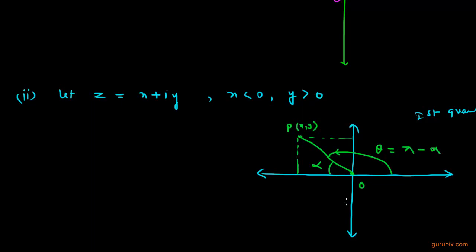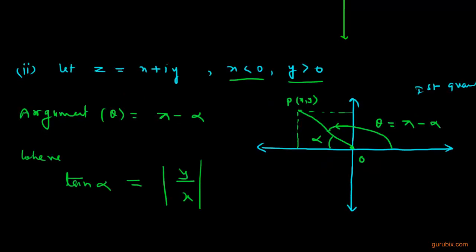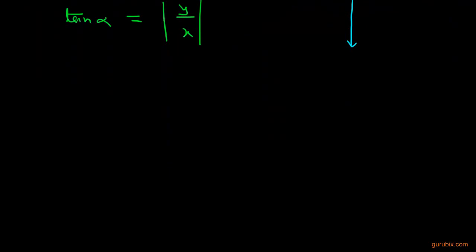pi minus alpha. In this condition, when x is negative, meaning the real part is negative and the imaginary part is positive, the argument will be pi minus alpha. Then the argument, which is theta, is equal to pi minus alpha, where tan alpha is equal to mod y over x, where y is the imaginary part and x is the real part. So this is the second part of the topic, and let us move to the third part.